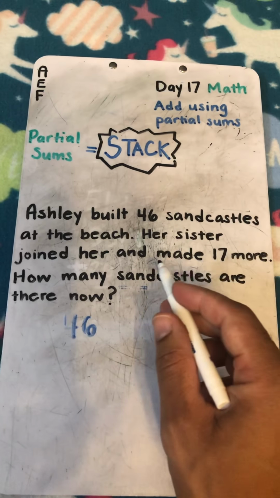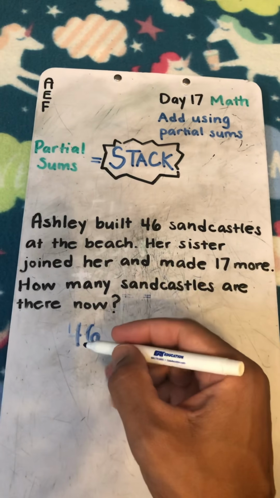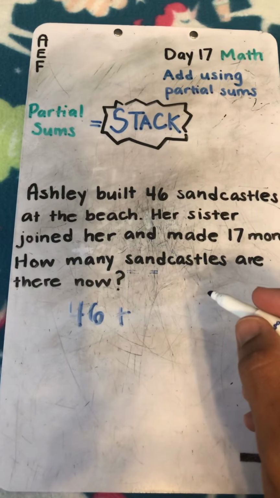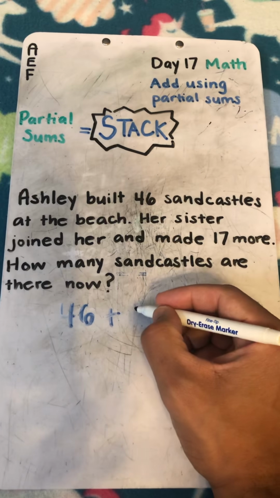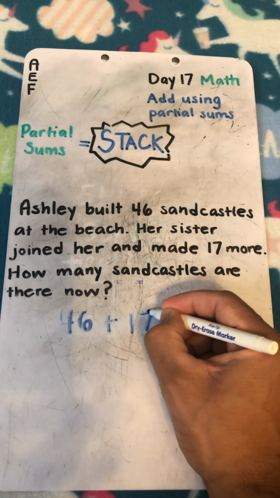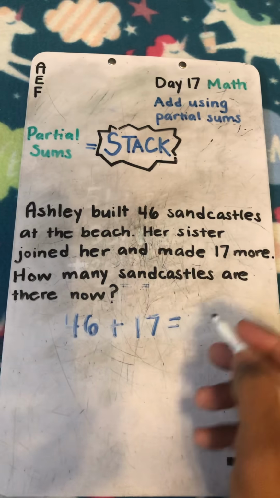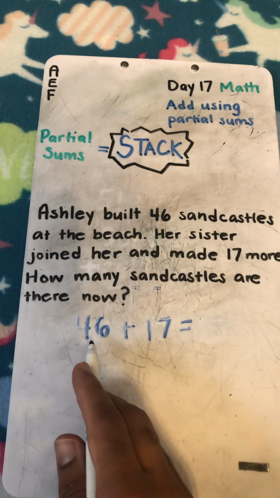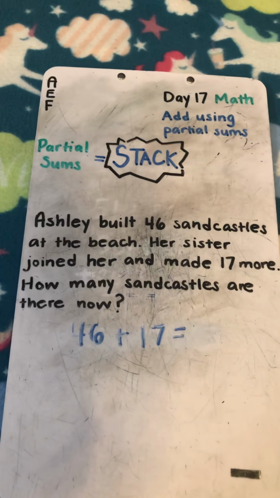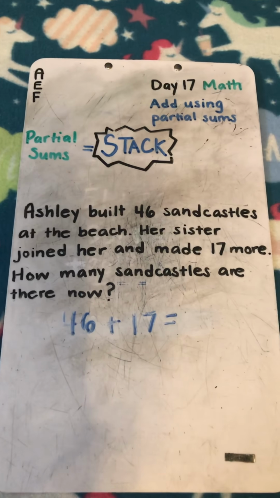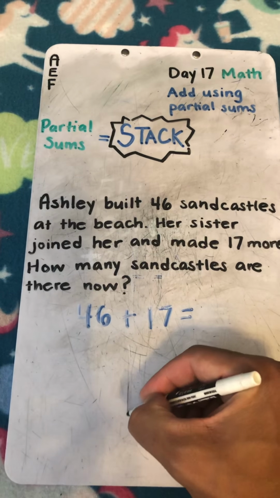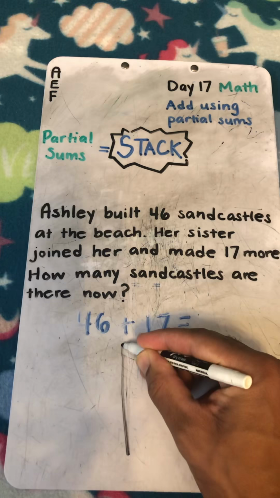We know that her sister helped her make more. So I can include my plus symbol here. And when I think about how many more, her sister helped her make 17 more. Nice job, sis. So now we have a number sentence that reads 46 plus 17 equals something. And we're going to use our stack strategy to find out this answer. So I'm going to start off by giving myself a value chart to work with.